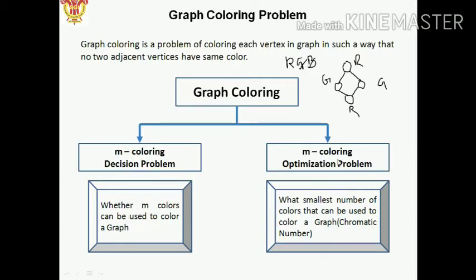So what the M coloring optimization problem says is: what is the smallest number of colors that can be used to color a graph, and it is known as the chromatic number. The chromatic number is the minimum number of colors which is used to fill this graph. The minimum number of colors I require here is 2 to fill this graph. I can use 3, 4, or more than 4, but the minimum number of colors which is required to fill this graph is the chromatic number of that graph, and that is 2 itself. Okay, let's see the example.